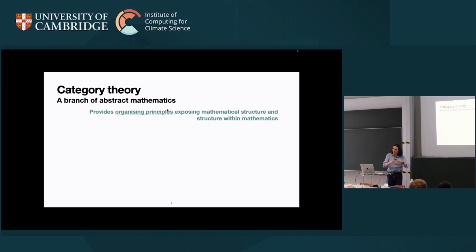And these principles started to come out, these very abstract ideas, but they looked like they could be a really useful organizing set of principles for mathematics. So you can think of category theory as about exposing mathematical structure and also the structure of mathematics. And it's now being used very, very widely across lots of different areas.